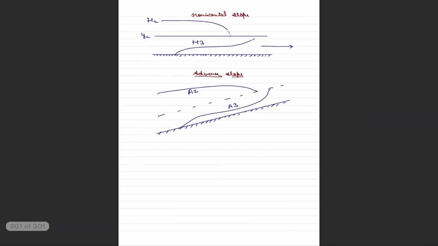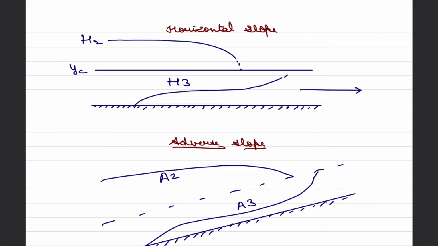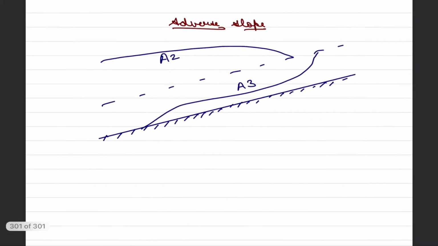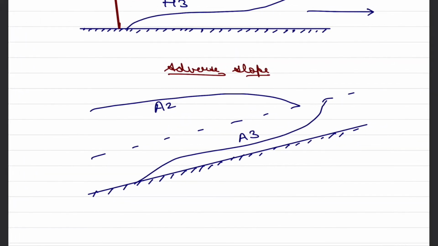We can extend the same discussions to horizontal and adverse slope. In horizontal slope, we have perfectly leveled ground, which would mean that no normal depth of flow is possible, so yn would tend to infinity. Similarly, in case of adverse slope, yn would tend to infinity.